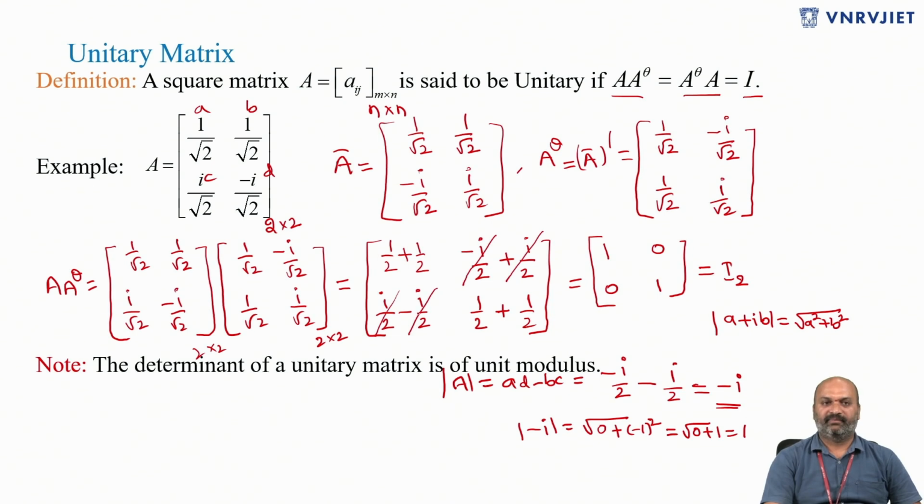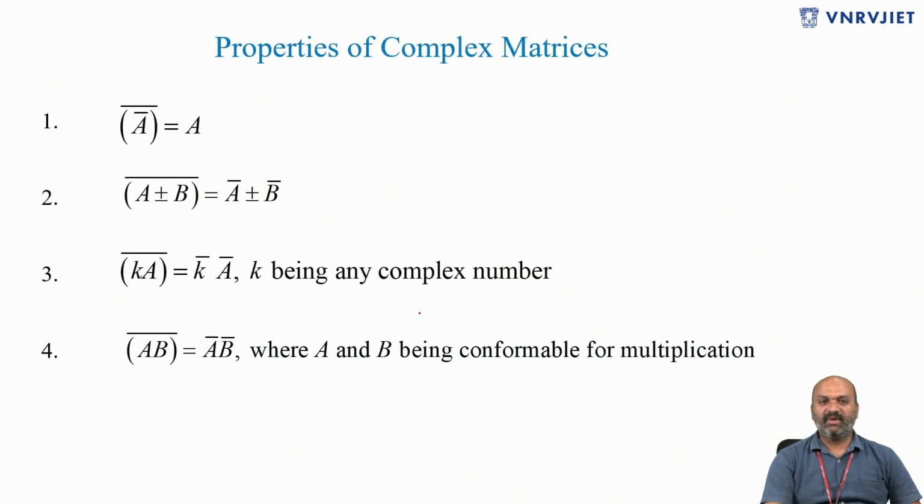Okay. Now, next, the properties of complex matrices. So what is the first one? It is the conjugate of A. That is, you have a matrix A. First we determine the conjugate of the matrix. Again, if you determine the conjugate, we get the same matrix A.